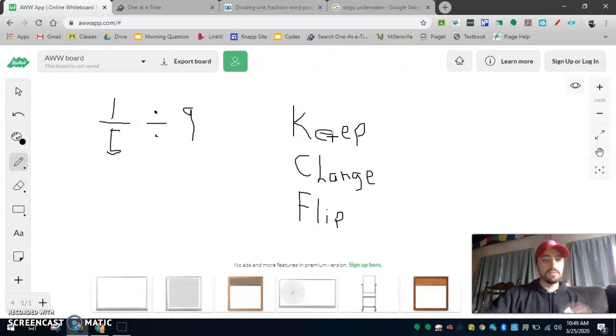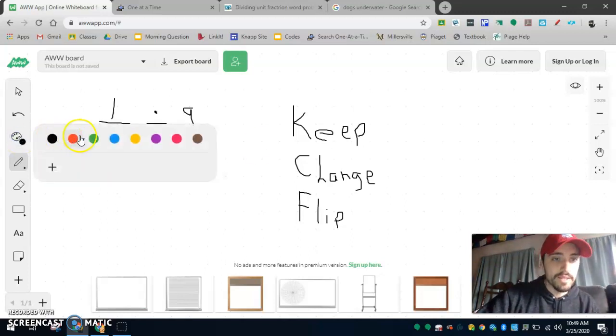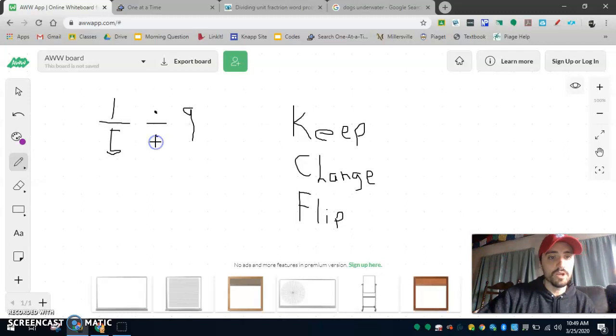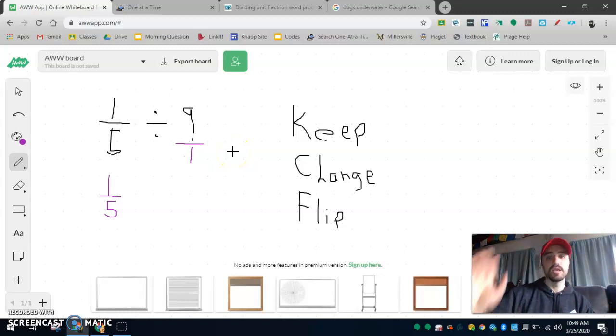So what does this even mean? Well, for our first fraction, we are going to keep it the same. So 1/5 stays the same. Oh my gosh, we totally forgot something. When we have a whole number, we have to make it into a fraction. So I have to give it a denominator of 1. I have to have both numbers be fractions. If you have a whole number, give it a denominator of 1. Okay, back to this. We keep 1/5 the same.